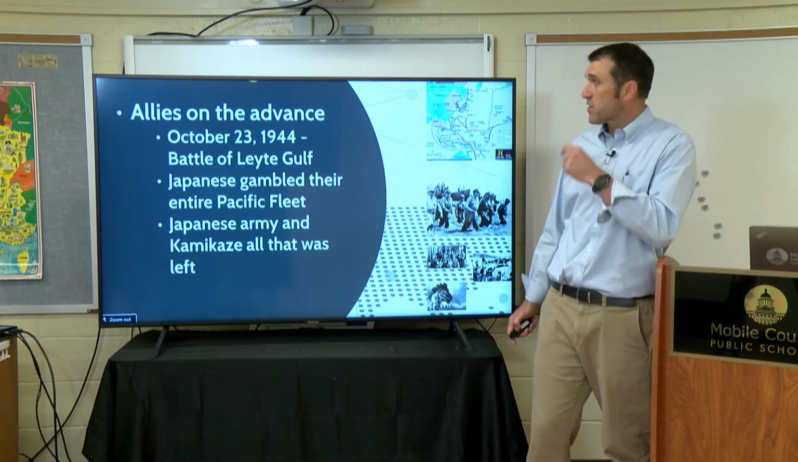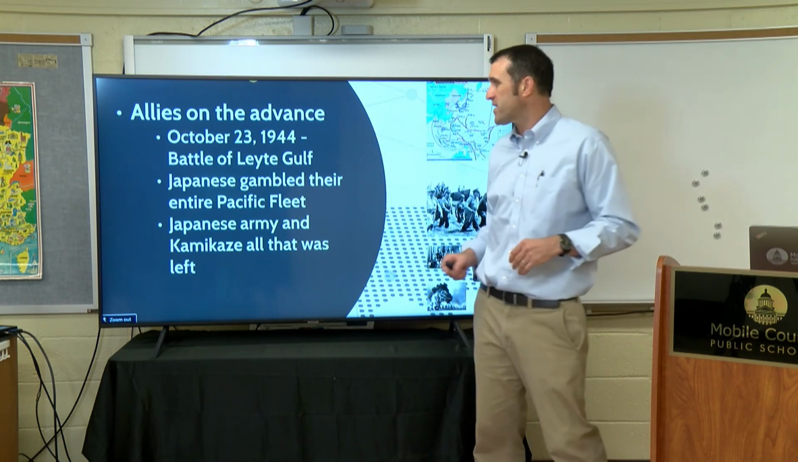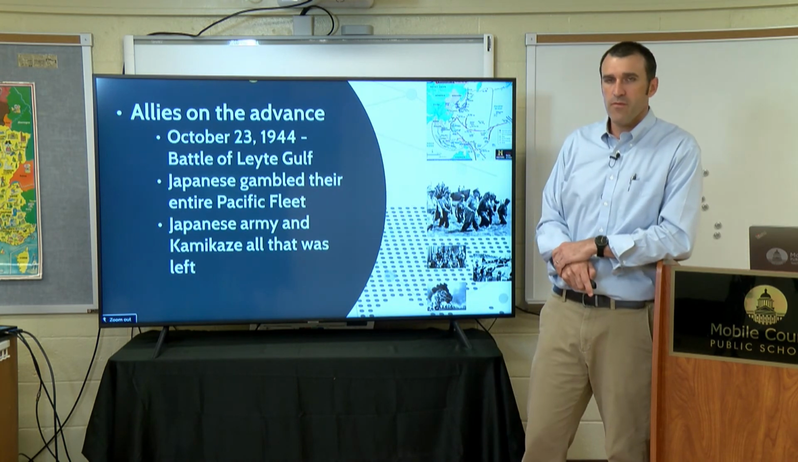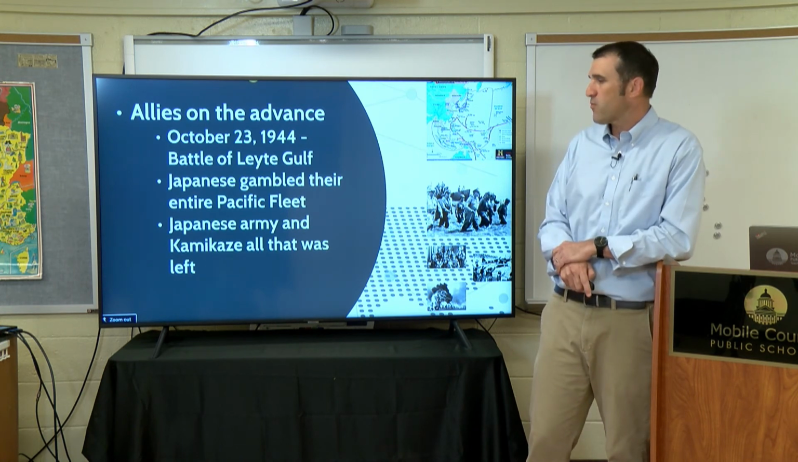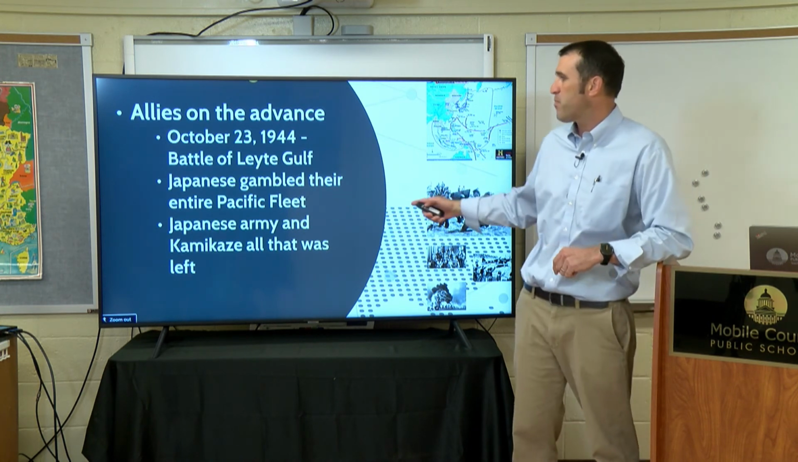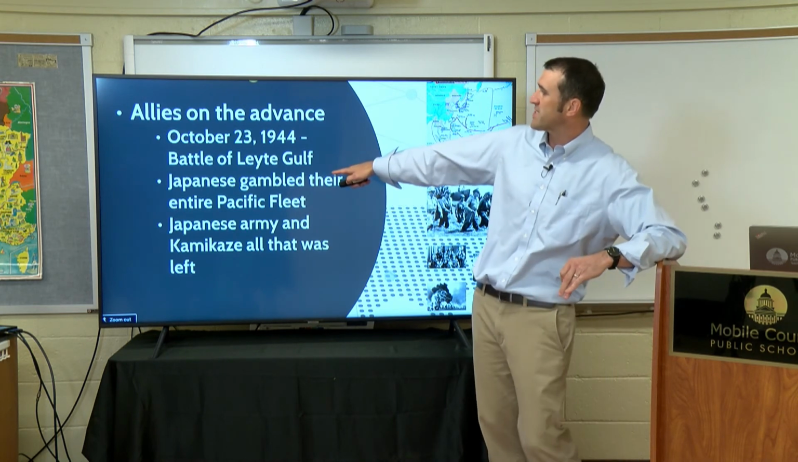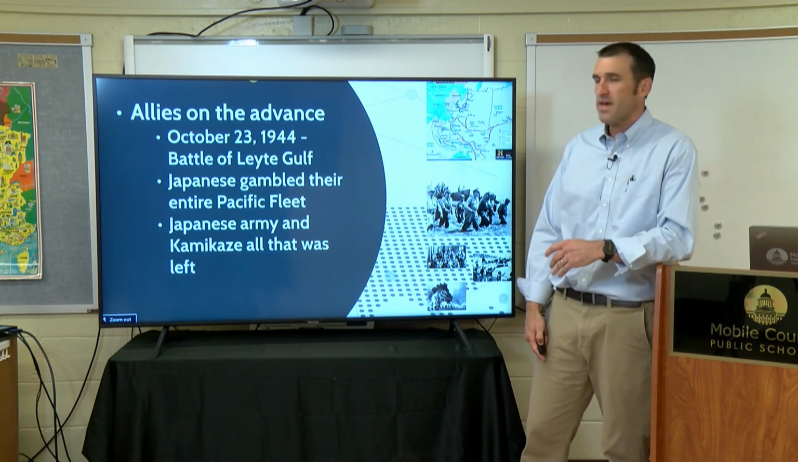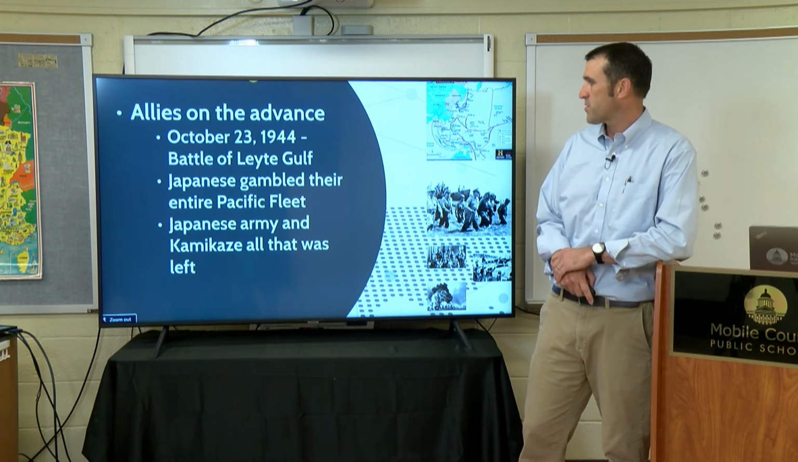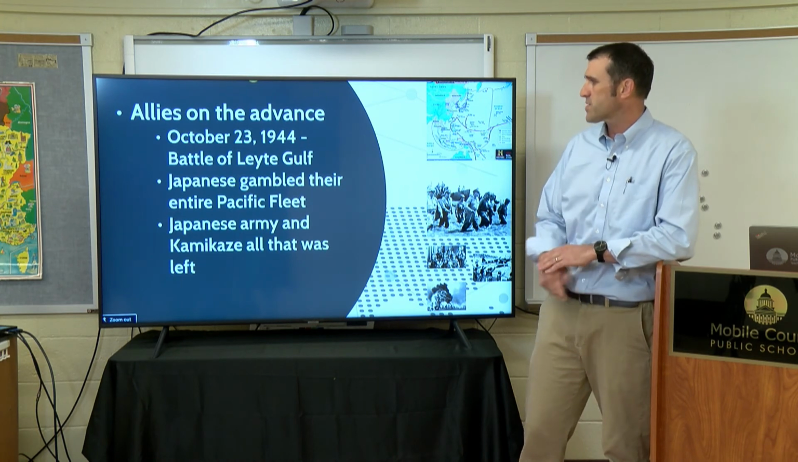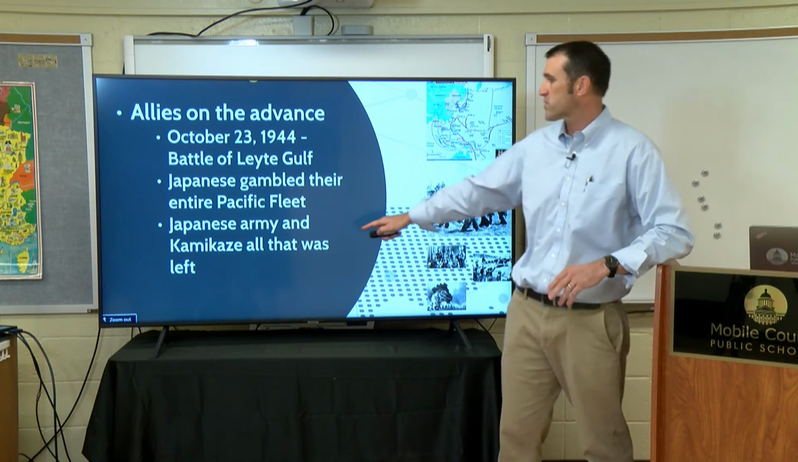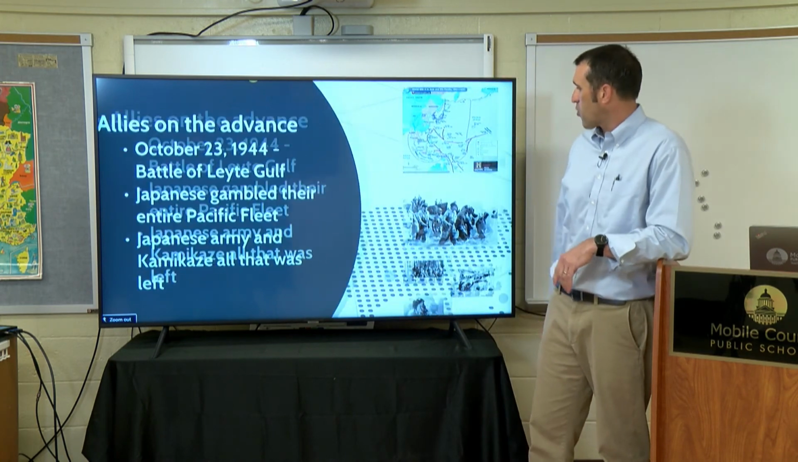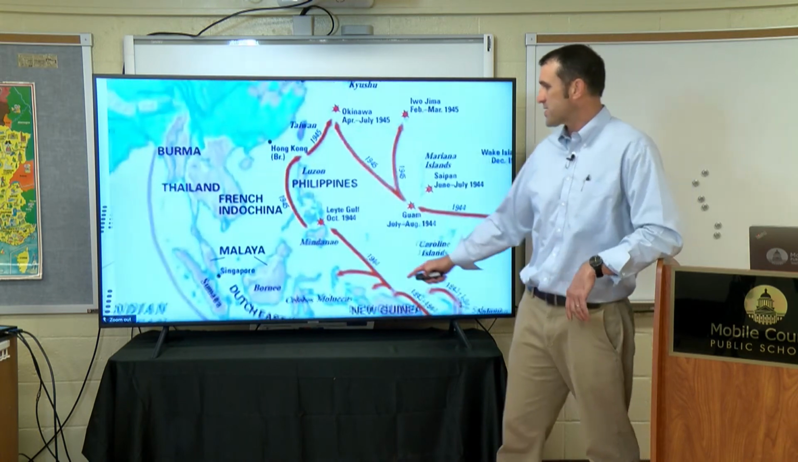Then the Battle of Leyte Gulf. Allies were on the advance. There was a gulf right off the coast of the Philippines. MacArthur said he was going to be back. He wasn't lying. He was back. He came back, and the Japanese gambled their entire Pacific fleet, and that gamble turned out not in their favor, and they lost. And so the Japanese naval fleet was essentially gone. All that was left was the Japanese army and the kamikaze pilots.